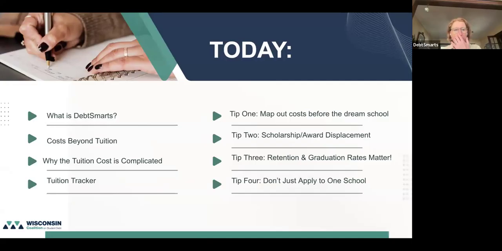All right, so what we're doing today: we just talked about Debt Smarts, and then we're going to quickly look at what costs beyond tuition look like, and why tuition costs are complicated. We're going to cover some basic tips quickly that can help guide how you're thinking about what those total college costs are. And then we're going to do a deep dive, of a couple minutes, into a tool that I really like, which is called Tuition Tracker.